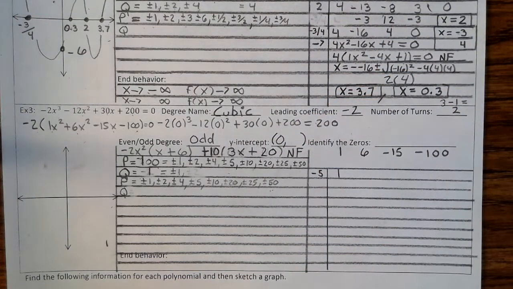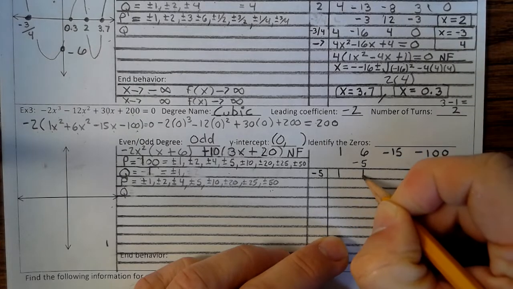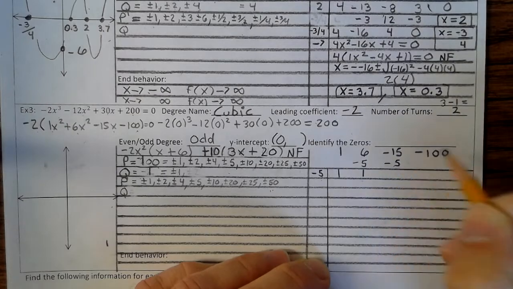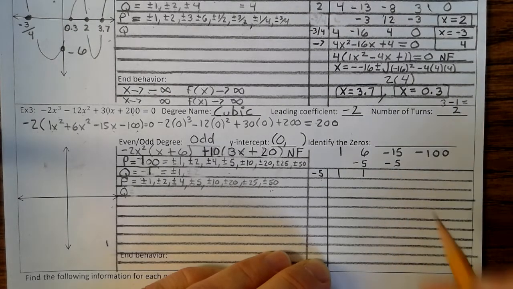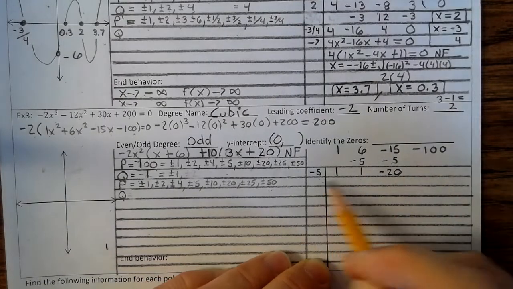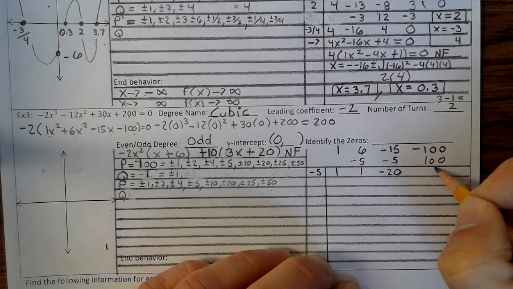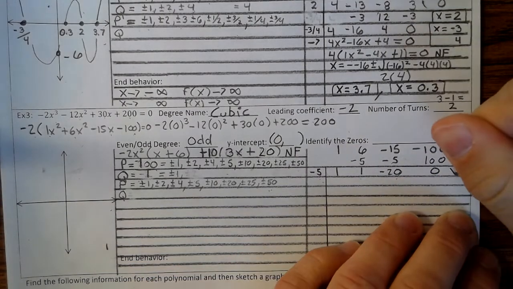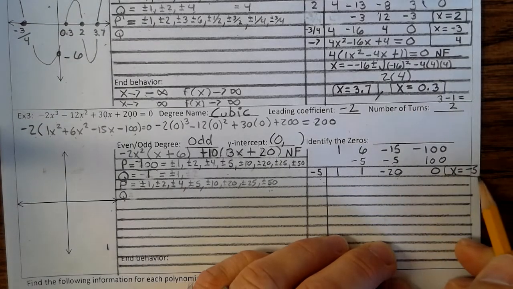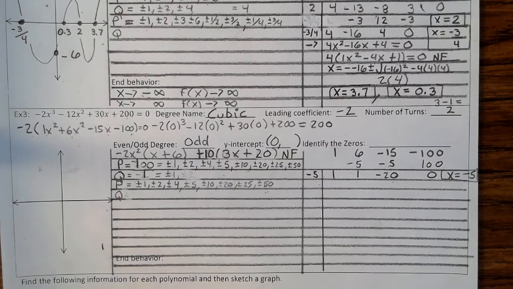So bring down the 1. Negative 5 times 1 is negative 5. And then that becomes a negative 20. And then negative 5 times negative 20 is a positive 100. So that is 0. So we know that x equals negative 5 is one of the zeros.